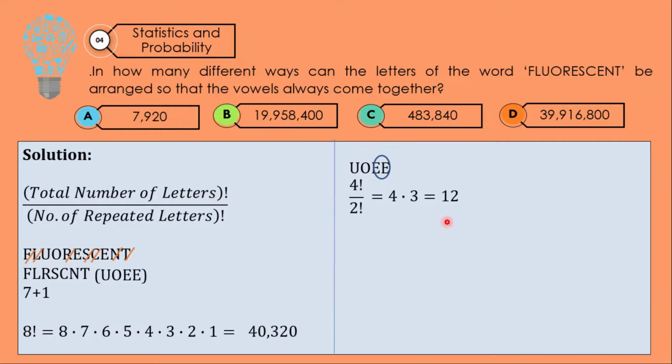Now let's multiply 40,320 times 12. The result will be 483,840. So our answer in this problem is letter C.